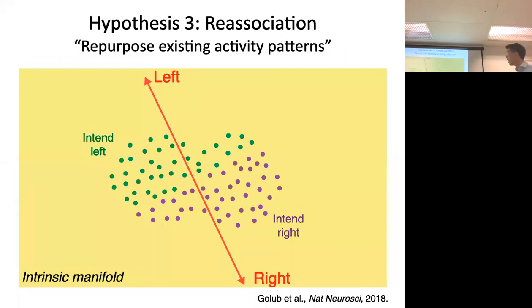Okay, the third hypothesis is called reassociation. You can think about this hypothesis as repurposing existing activity patterns, whereby in this cartoon, I kept all the points the same. All I did was recolor the points. So we have this so-called neural repertoire here, according to this hypothesis, which is hard to violate.